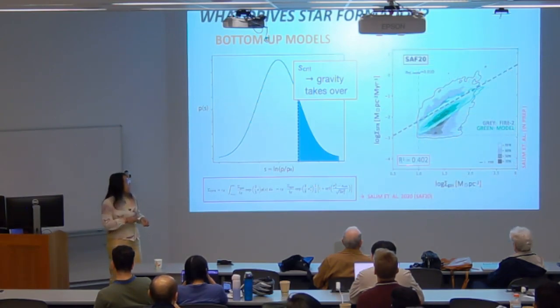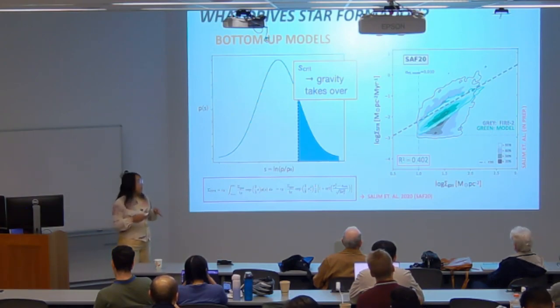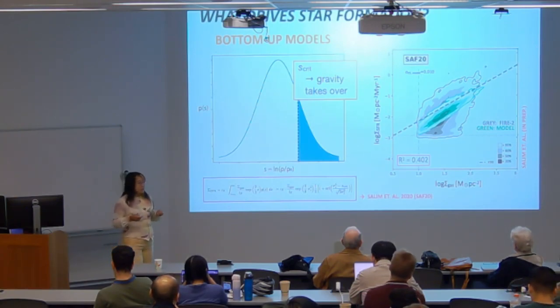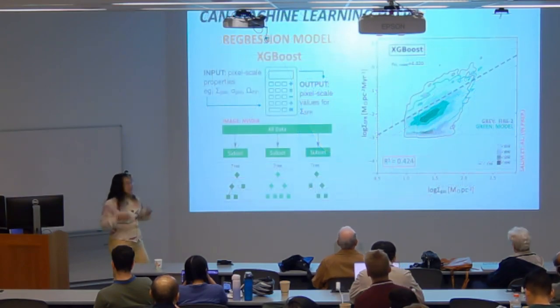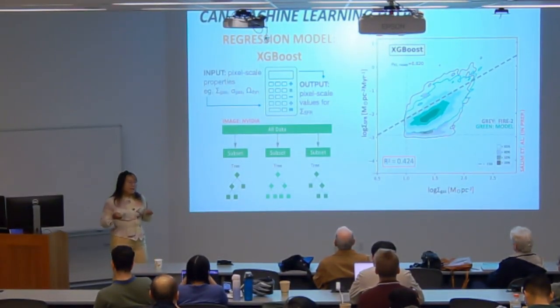It achieves a little bit better R-squared than the top-down model, but it does not recreate the distribution of the native Phi 2 galaxies very well. So can something like machine learning help us at all?